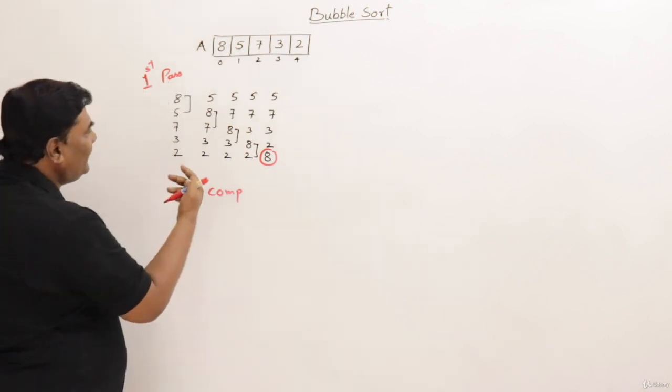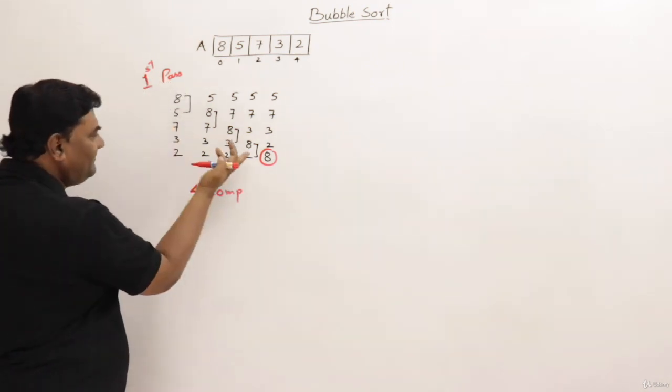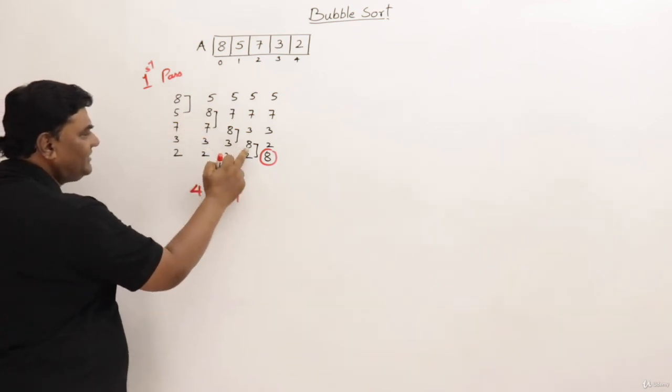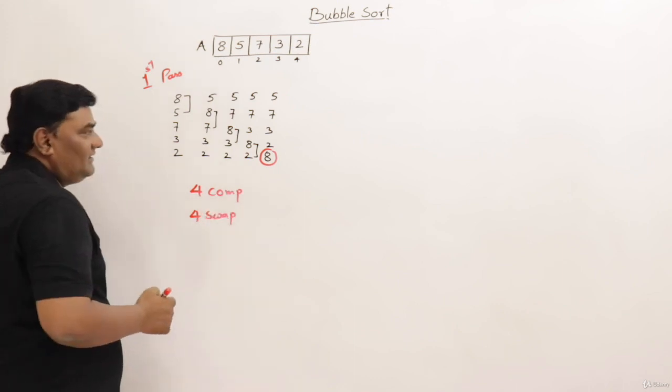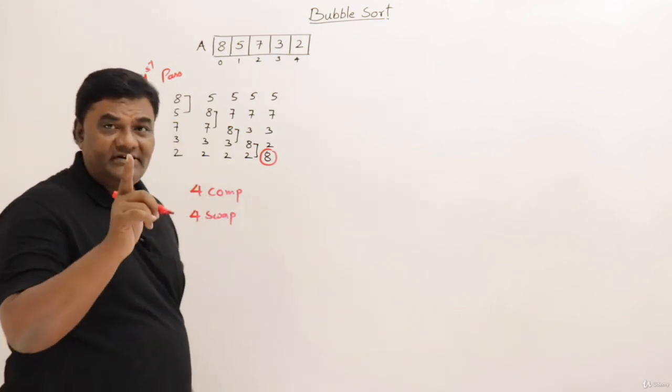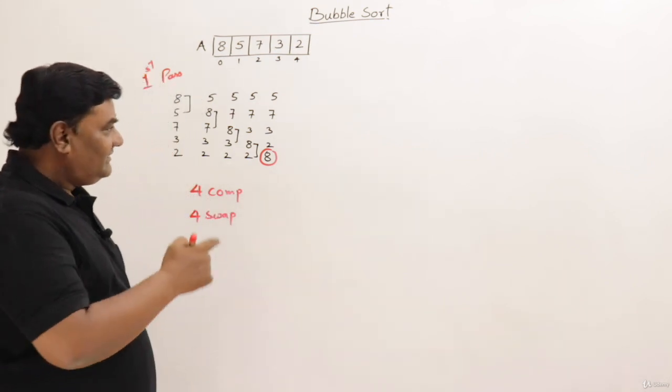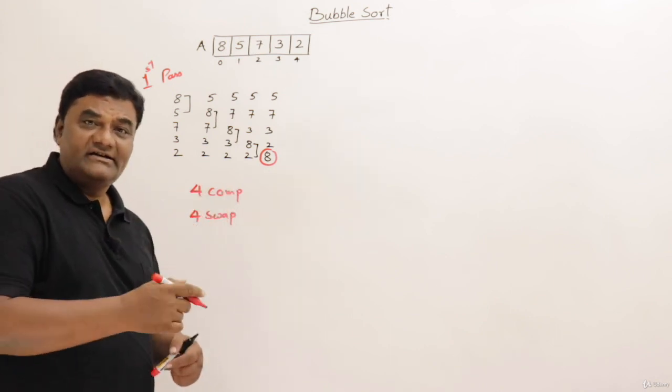Then how many swaps are done? On every comparison a swap was done. 1, 2, 3, 4. This is the final result. So 4 swaps are also done. Now all elements are not sorted, just one element is sorted, that is 8. Then I have to continue and perform the second pass.